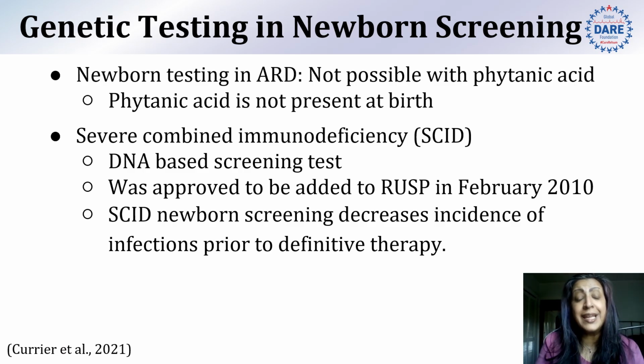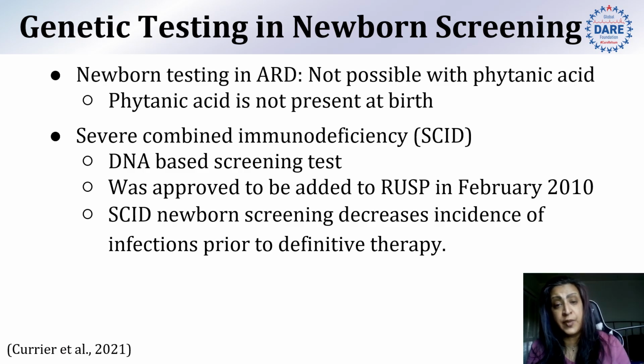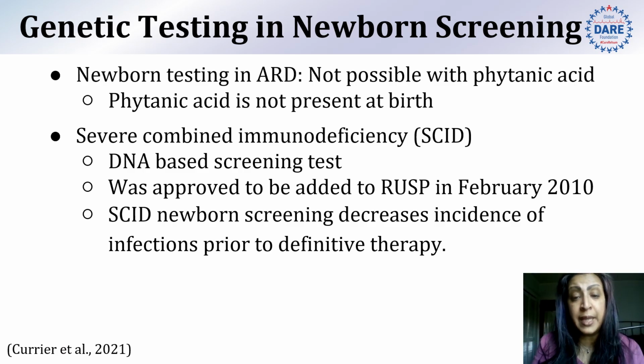Since the addition of this DNA-based assay to the RUSP in 2010, SCID screening has significantly reduced early life infections by enabling prompt diagnosis and treatment. And what's more, this DNA-based assay has helped identify over 14 other different genetic syndromes that are involved with immune system dysfunction.